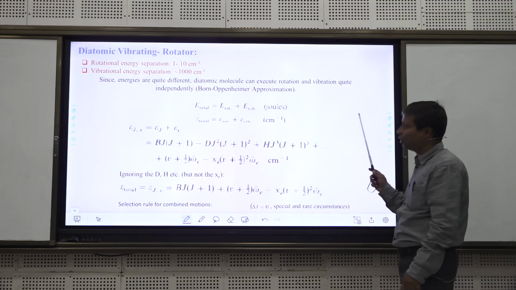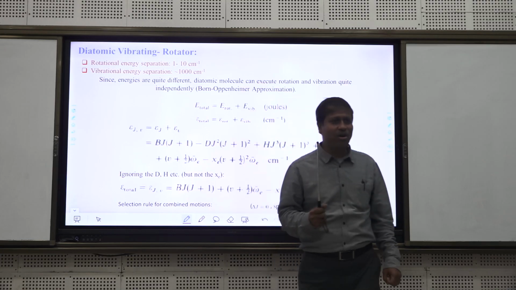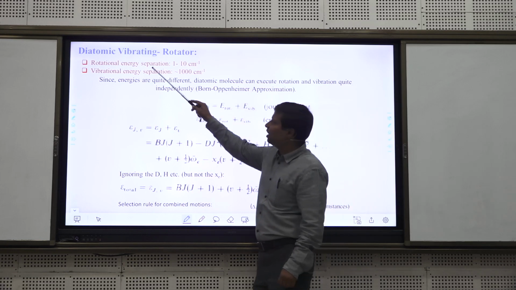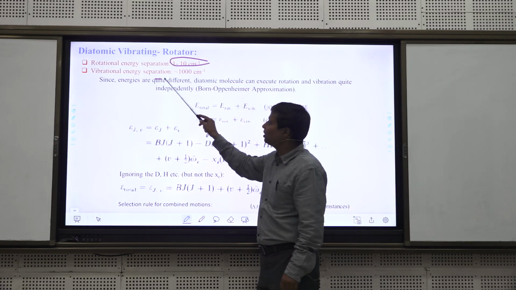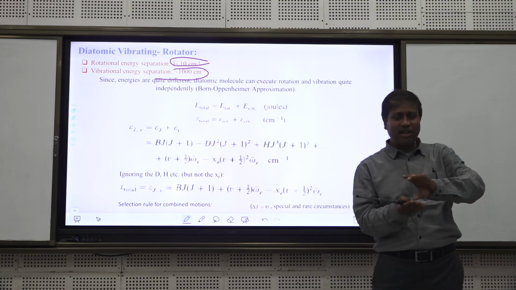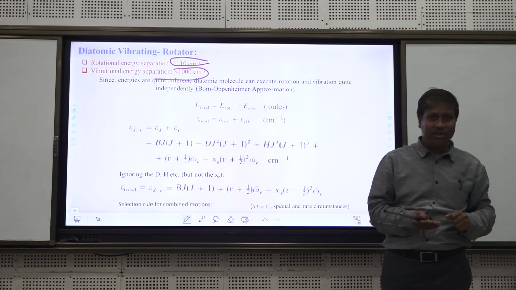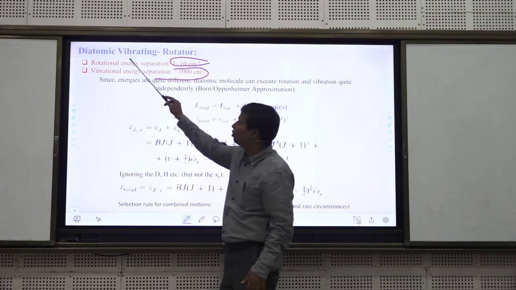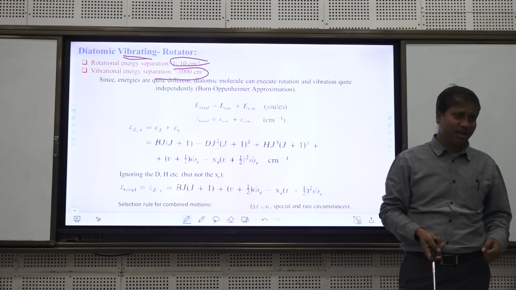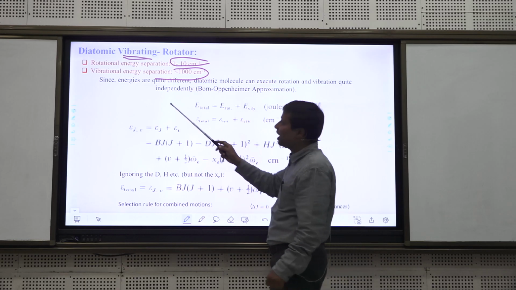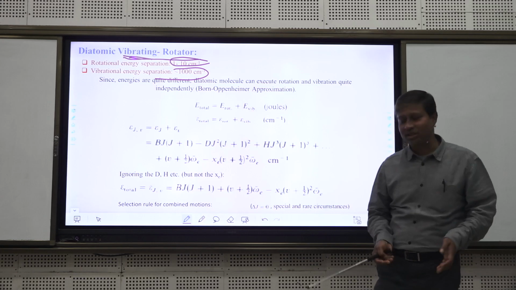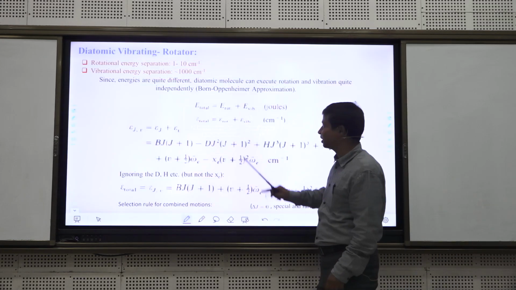And if you remember the rotational spectroscopy, the B value is often in the order of 1, so 10, 5, 6, 8. So the rotational energy separation is this, whereas the vibrational energy separation is this. When you are talking about the bigger separation, obviously the smaller energy processes also will take place. So when you are thinking of vibrational spectroscopy, it will always have a contribution from the rotational transition. So we have to discuss the diatomic vibrating rotator. Both vibration and rotation are happening simultaneously. That is what we will discuss now.